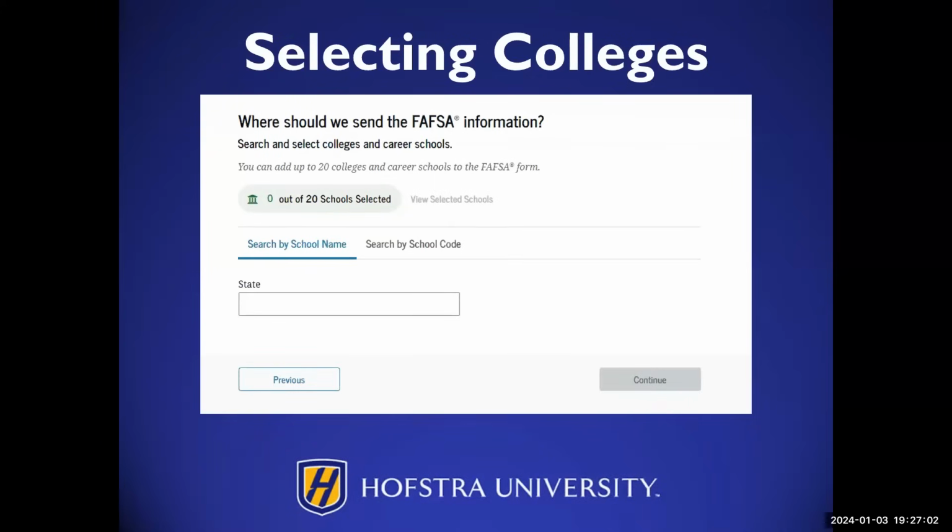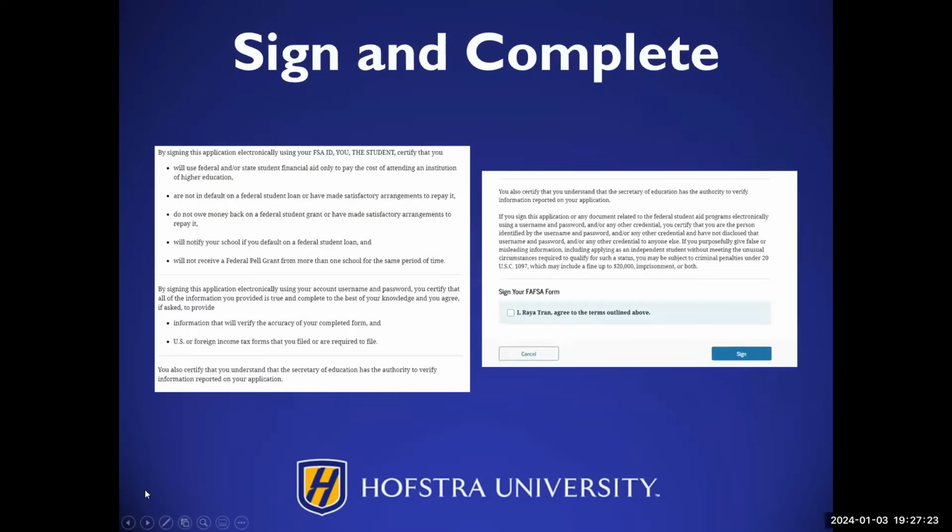You'd be able to enter either the school by name, or there are certain school codes that you can enter, and students can enter up to 20 schools at a time. If they do need to send it to more, they would complete the FAFSA in its entirety along with the parent section, and then go in and change the schools.